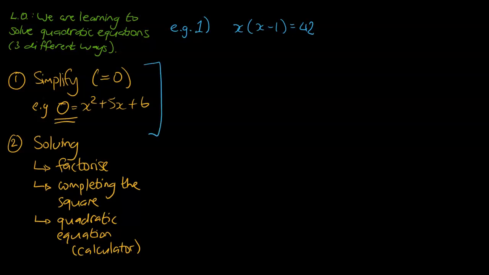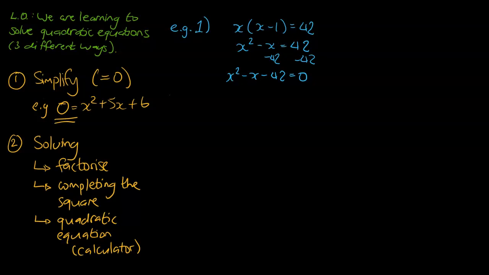So the first step, we don't have that equal to 0 part, so we do need to go ahead and simplify it a little bit. I'm probably going to go ahead and expand that bracket. x squared minus x equals 42. And then x squared here, that's making me think it's going to be a quadratic. And I then need to make it equal to 0, so I'm going to go minus 42, which is going to leave me with x squared minus x minus 42. That there is going to be equal to 0.